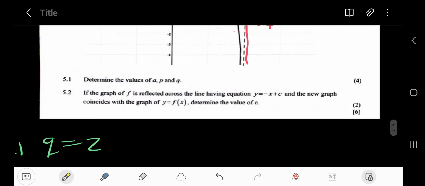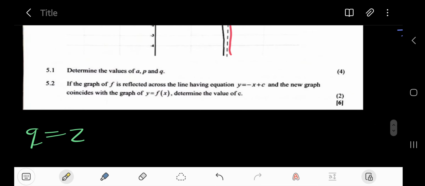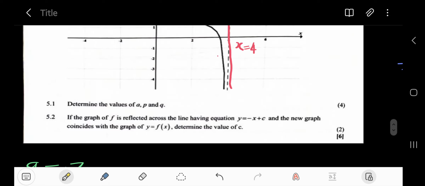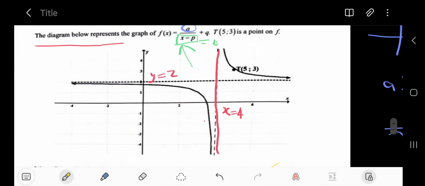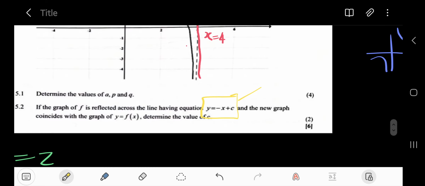They say if the graph of f is reflected across the line having the equation y is equal to negative x plus c, and the new graph coincides with the graph of y is equal to f of x. Look at this, guys. They tell us that this graph is reflected across the line having the equation negative x plus c. This is an indirect way of asking us about the axis of symmetry of this graph. So this is the axis of symmetry with a negative m, which is a negative gradient, right?